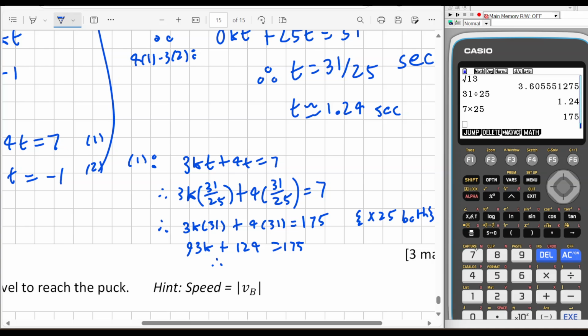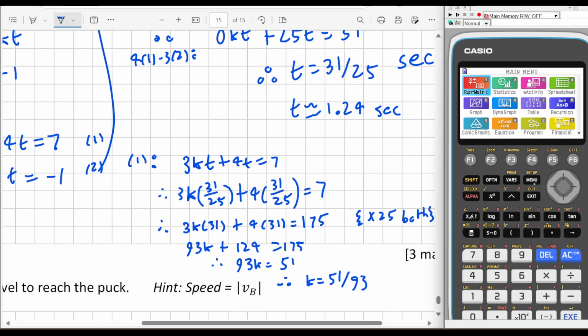So therefore 93k would equal 175 take 124. We'll just see what that is. 51. Therefore k is 51 over 93.